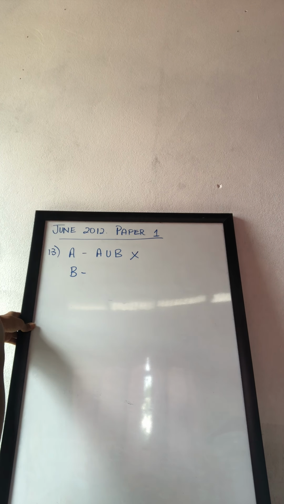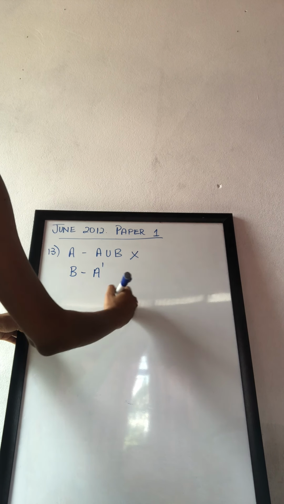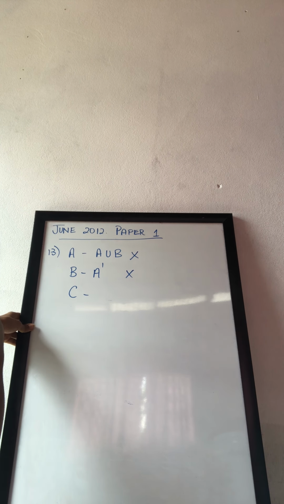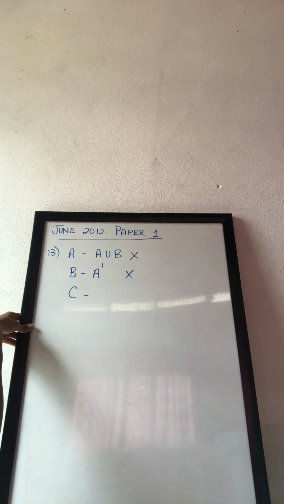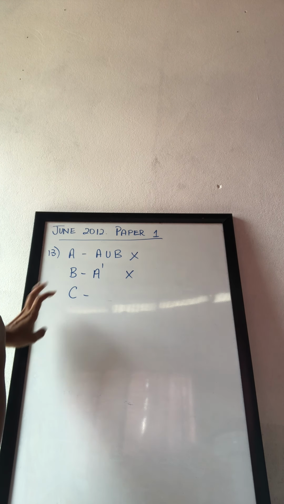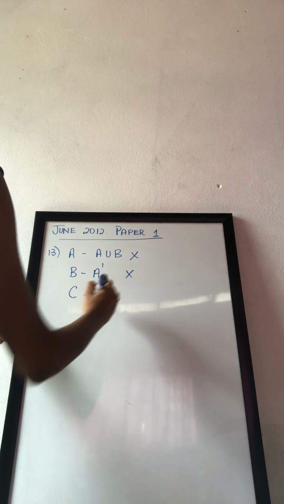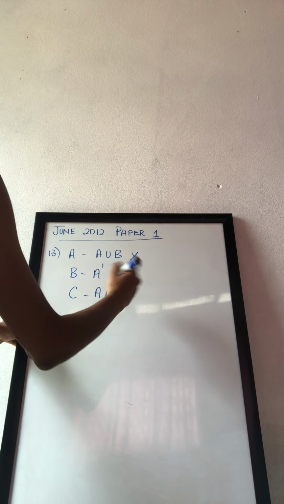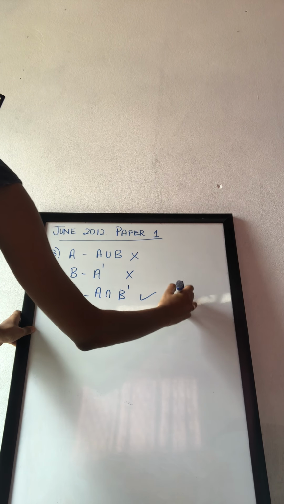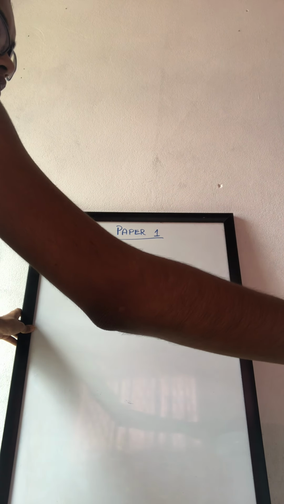For B, this is everything outside of A, which is A complement. We don't want that either. For C, we could see that is in A, but they want A only. So it's A but not B. So if it's A but not B, it would be A intersect not B, which is B complement. So the answer is C. Now D would have been A complement intersect B. So it's everything outside of A but is in B.